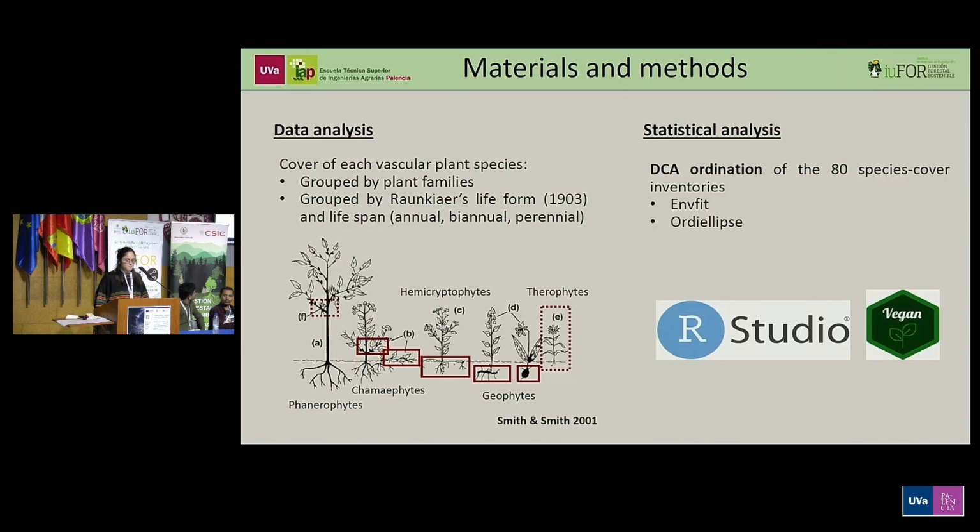And with the vegan package in R Studio, we performed a detrended correspondence analysis of these species cover inventories, and we used the envfit function to fit the variables over the ordination, and with the ordiellipse function, we project the variables that were significant.